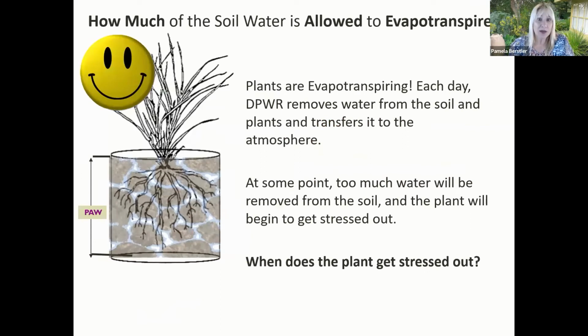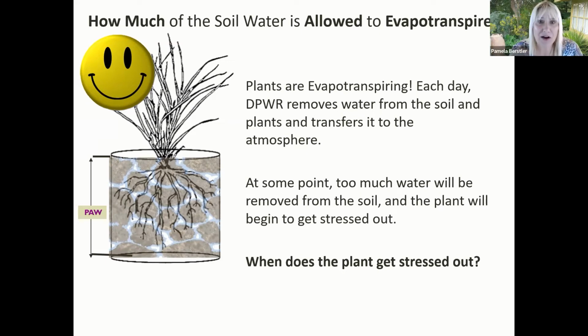So now we know how much water is available to a plant in the soil. Okay, cool. That's how big the soil, sometimes we call this the soil moisture reservoir. Okay, that's actually a good description. Plant available water, soil moisture reservoir.